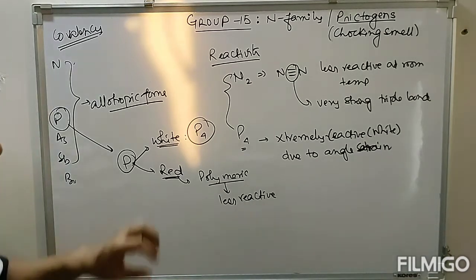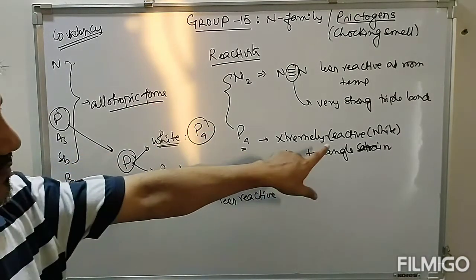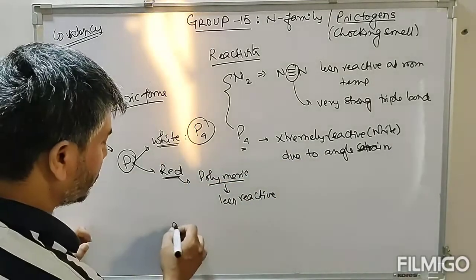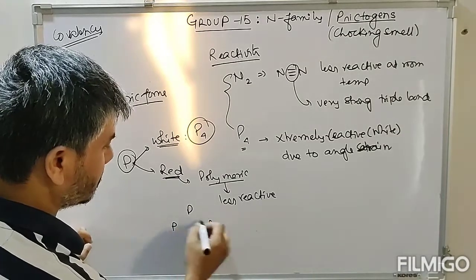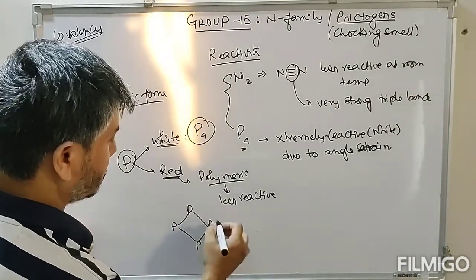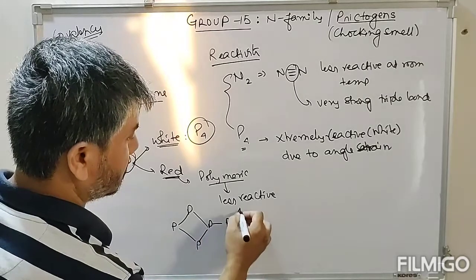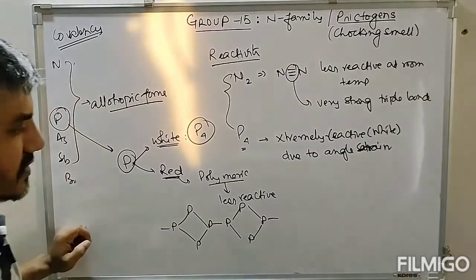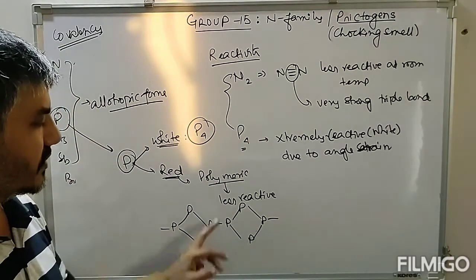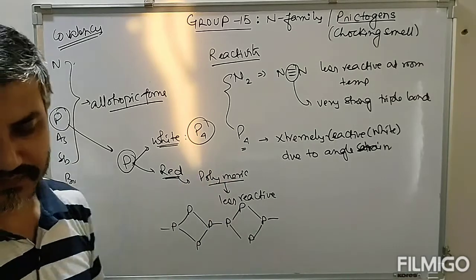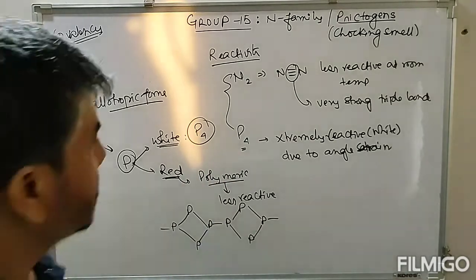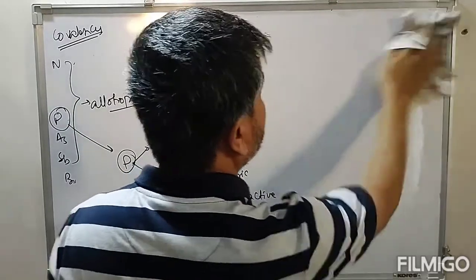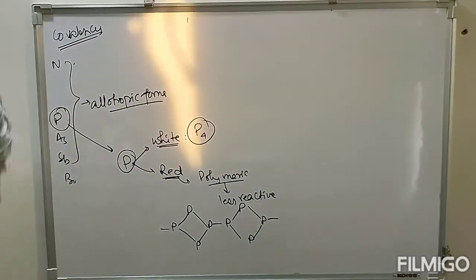So I told you why white phosphorus is more reactive: due to angle strain, whereas the red form exists in a polymeric form. Being polymeric, it is less reactive, whereas white phosphorus is highly reactive due to angle strain. Now coming to the chemical properties of these group 15 elements.